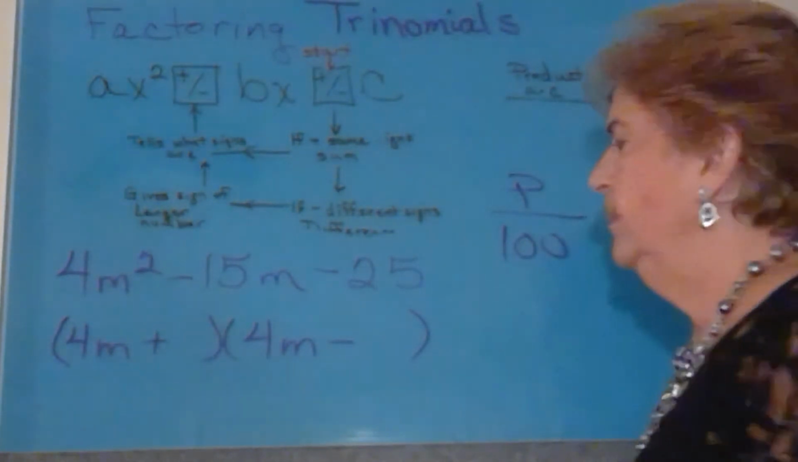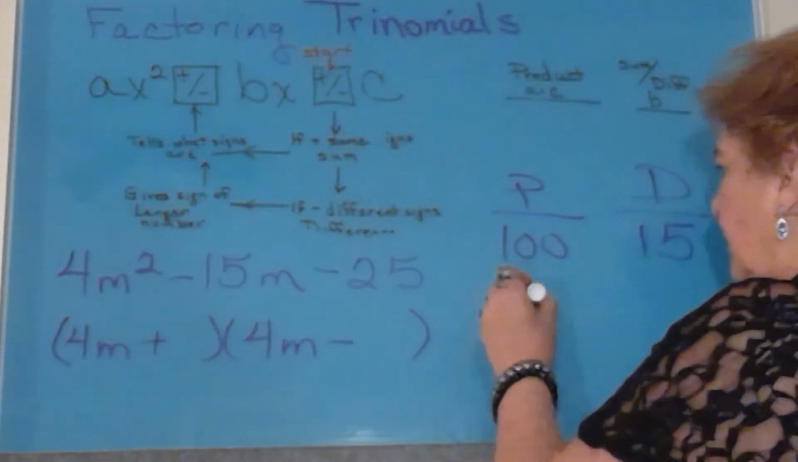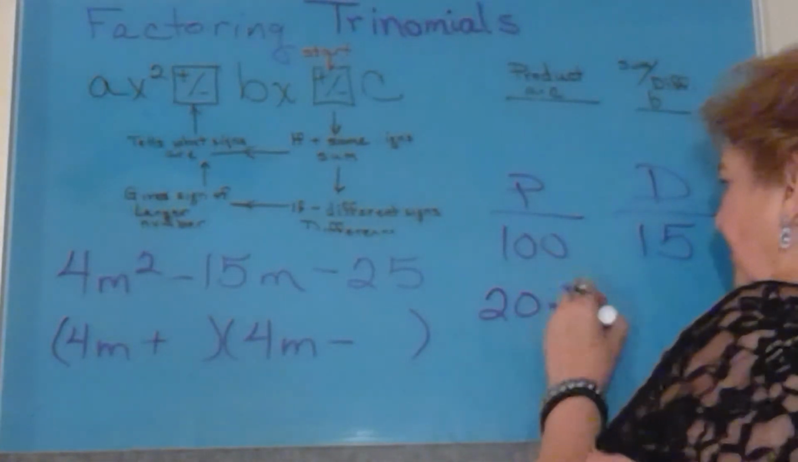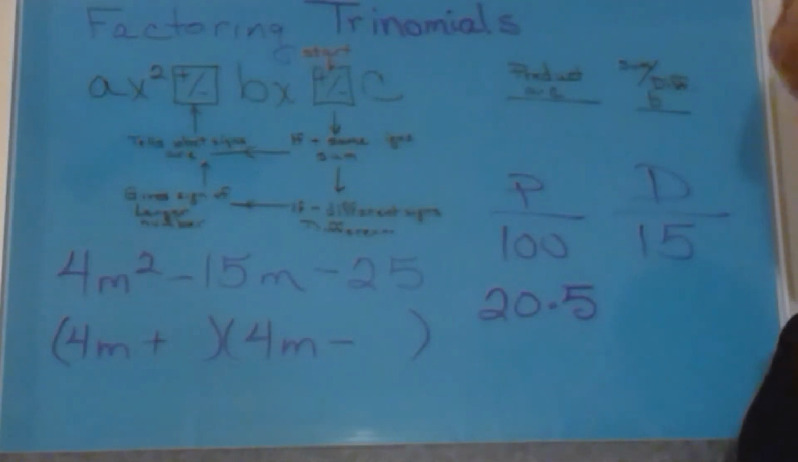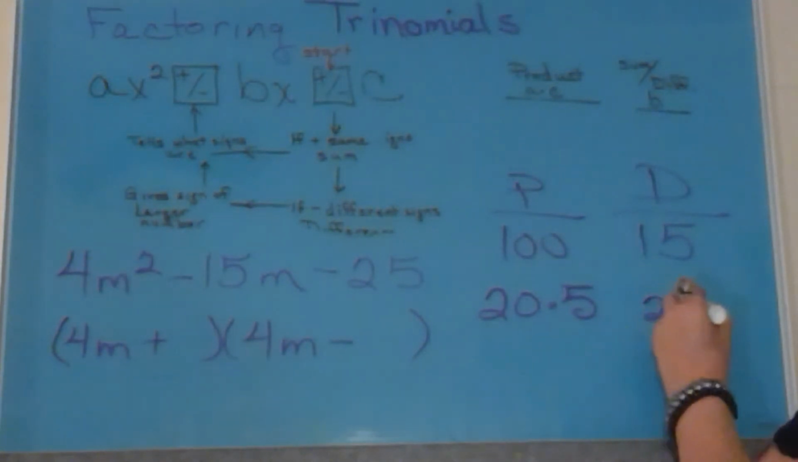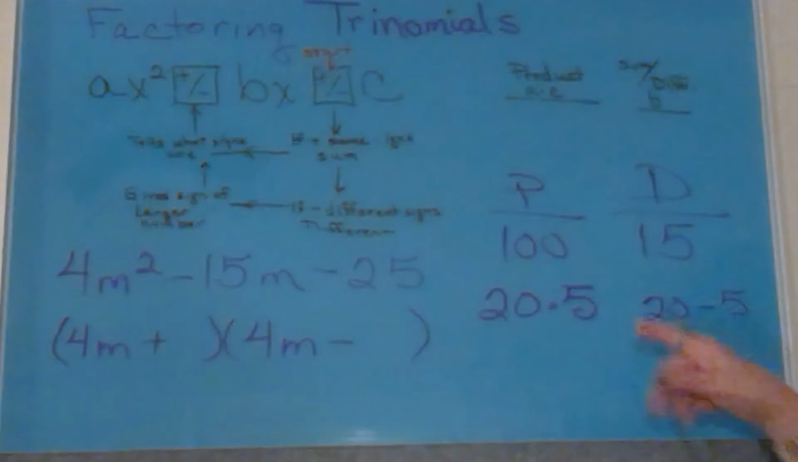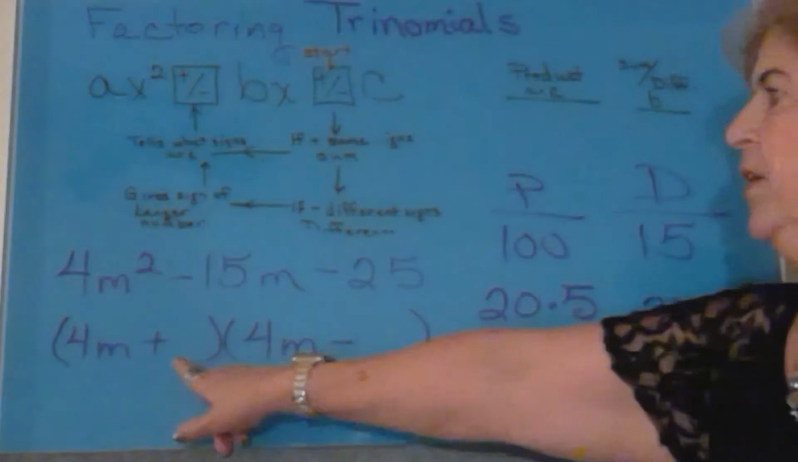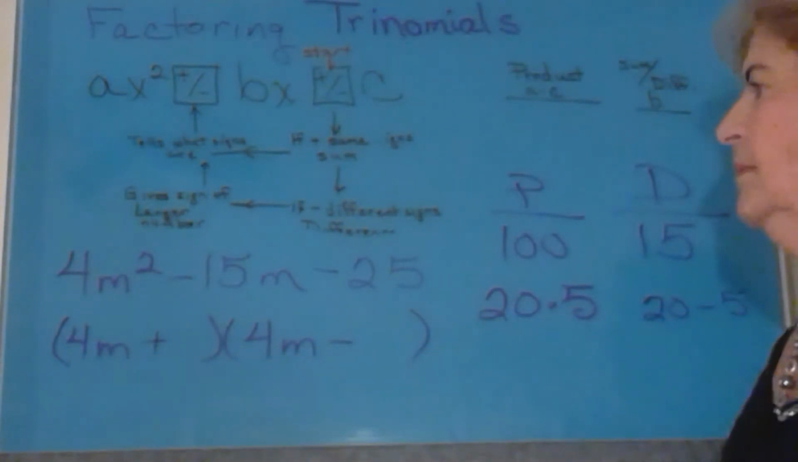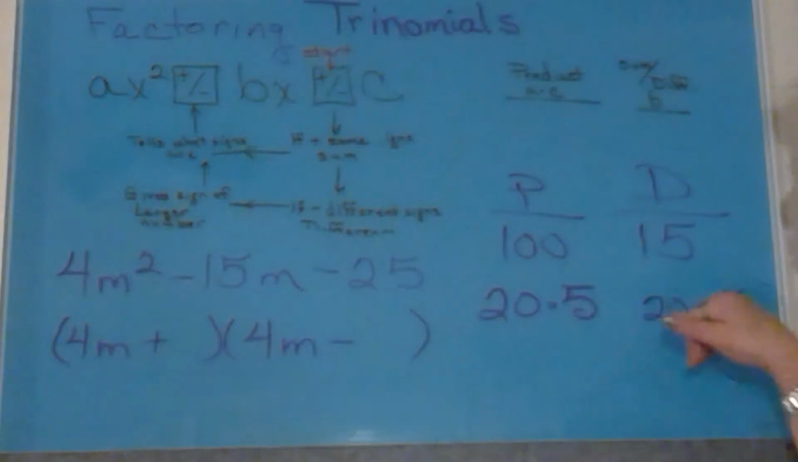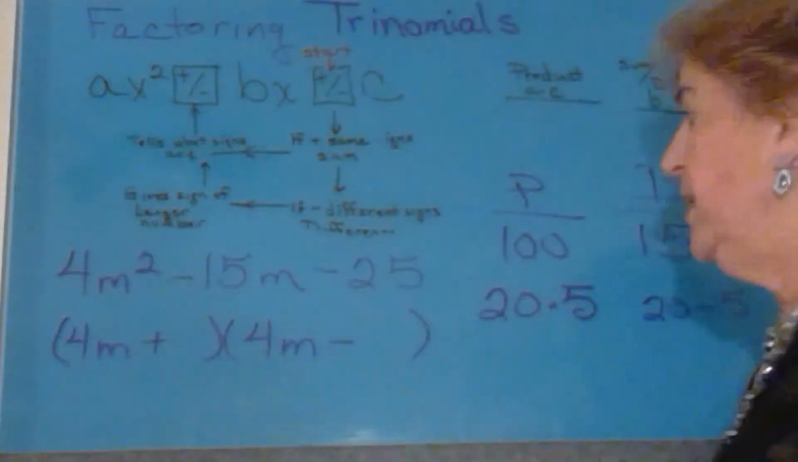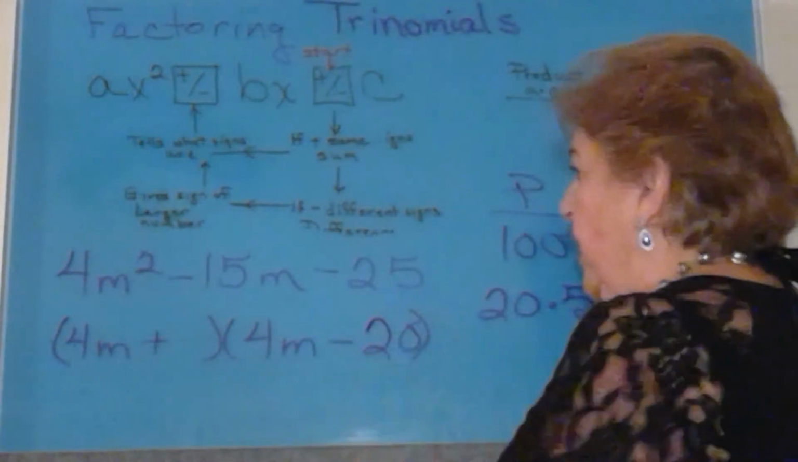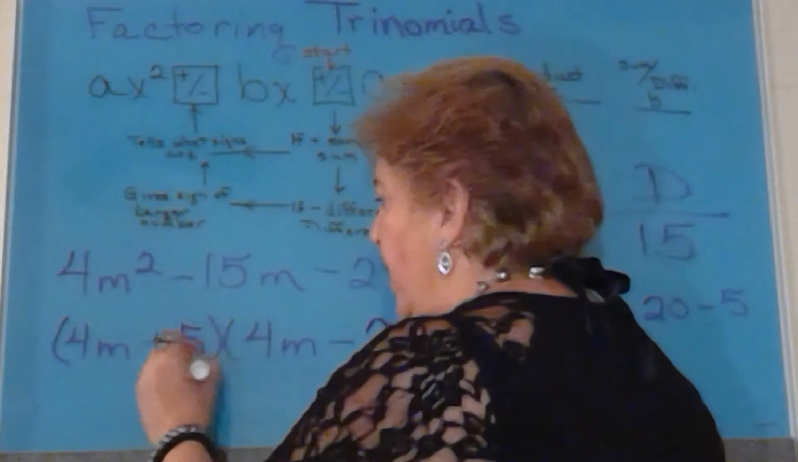What else is there? 20 times 5 gives you 100. And 20 minus 5 gives you 15. Now, what do we put here? Well, let's go back. We have 20 and 5. 20 is the largest number, and 20 has to go next to the minus sign. So we're going to put 20 there, and we're going to put 5 there.